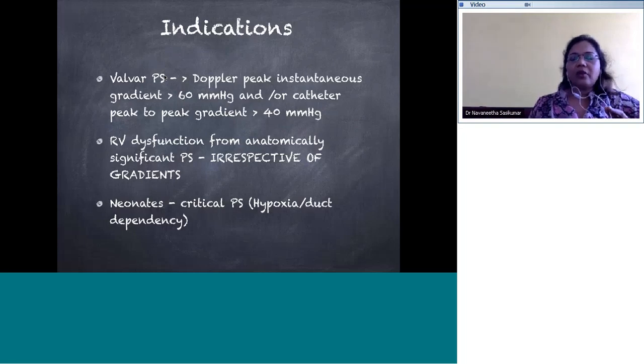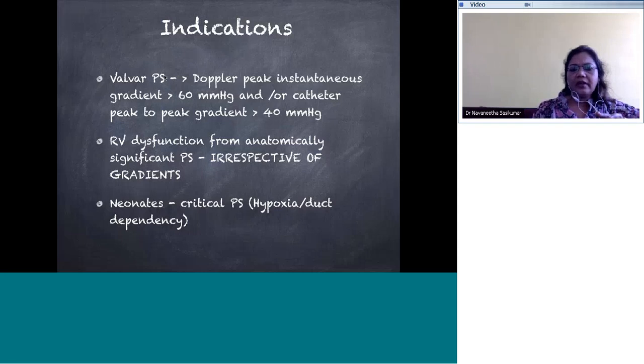I'm sure this is one of the commonest procedures that we all do in the catheterization laboratory, and you would all have had very good exposure to it. As you know, balloon dilatation is the treatment of choice for valvular pulmonary stenosis. The indications include a Doppler peak instantaneous gradient by echo of more than 60 millimeters of mercury and or catheter peak to peak gradient more than 40 millimeters of mercury. These recommendations are from the published guidelines. I've integrated both the international as well as the Indian guidelines.